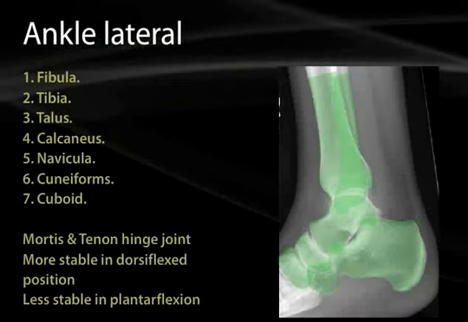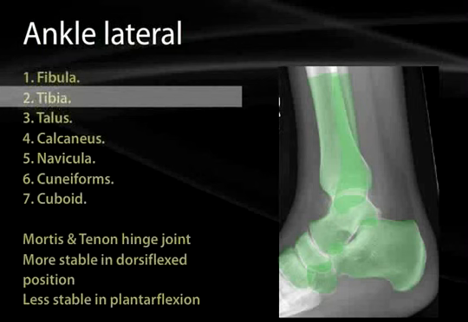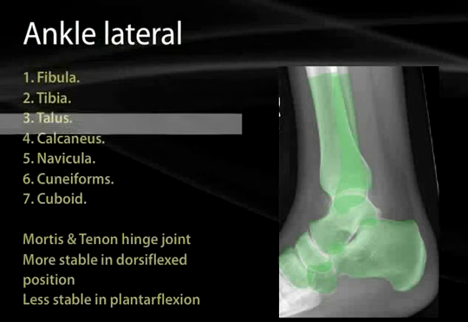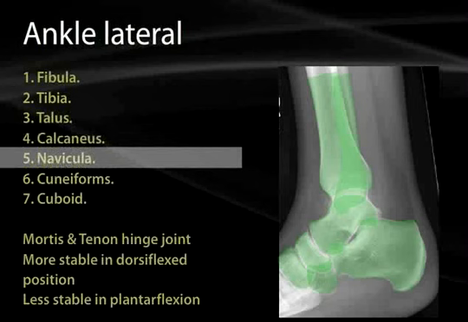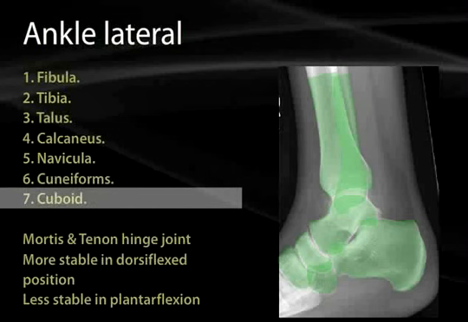Let's look at the distal leg in this lateral view. Here we can see the outline of the fibula. Here's the outline of the tibia. And now you can see the talus, calcaneus, navicular, which is boat-shaped, cuneiform, and the cuboid. Notice how the cuneiforms are all overlying one another, and it's difficult to tell one from the other at this point.